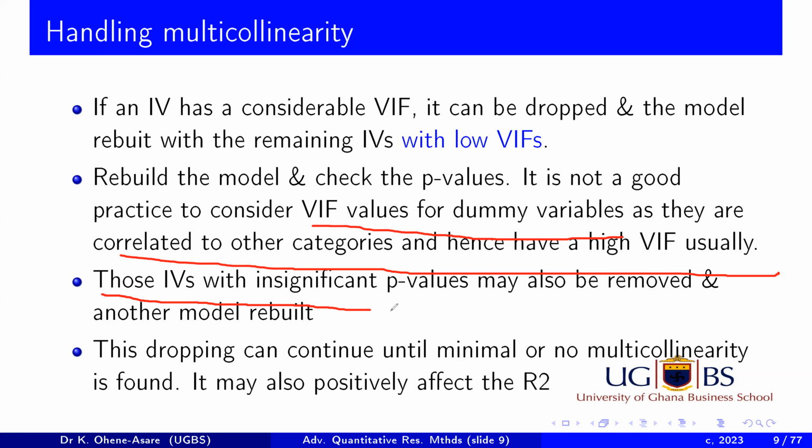Independent variables that have insignificant p-values may also be removed, and then another model is built. So let's say you get some variables which were insignificant, like the average income of the people in the regression model, and you decide that you are going to remove them from the model. Then you rebuild it. That will give you model 5. Then you check what happens to the others. These are some of the diagnostics you're doing. You do a couple of iterations and see what happens to the results. It's a beautiful thing.